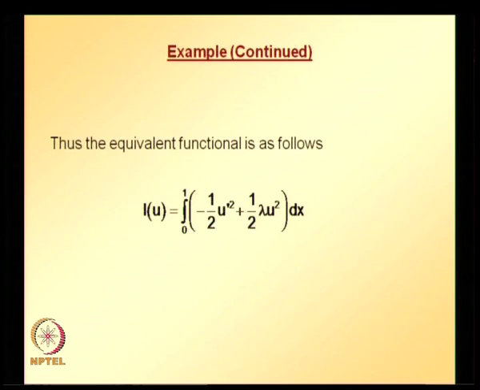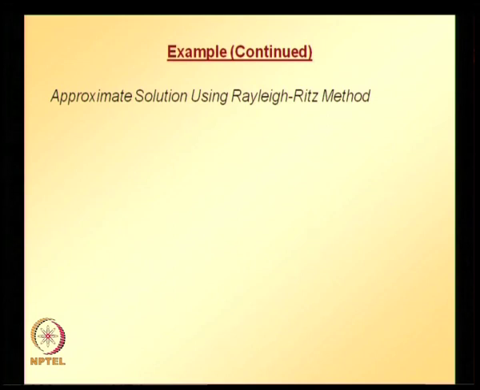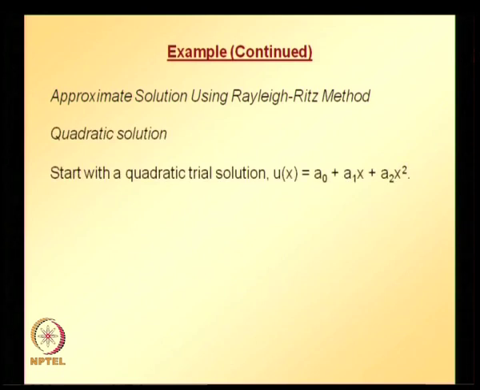So, the equivalent functional is here. The equivalent functional is again looking similar to what you have seen earlier, except that lambda is the additional quantity. But do not get scared, it becomes an eigenvalue problem. So, we will go with a quadratic trial solution.